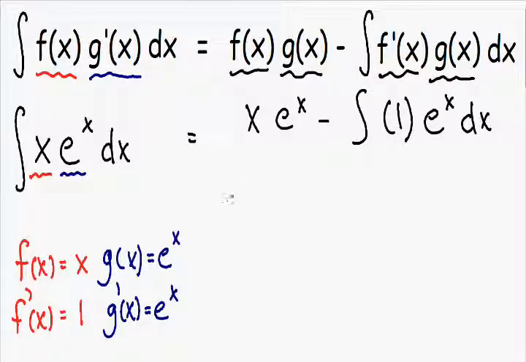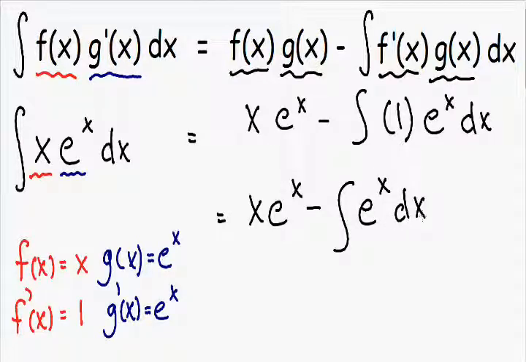Now let's simplify this a little further. Outside the integral we have x times e to the x, and this is being subtracted by the integral of 1 times e to the x. 1 times e to the x is just e to the x, and we can't forget the dx. Notice now we have a much simpler integral, the integral of e to the x, which can be solved using basic integration. So we took this complicated integral of x times e to the x, and we used integration by parts to rewrite it in a much simpler way, which we can just integrate using basic integration.